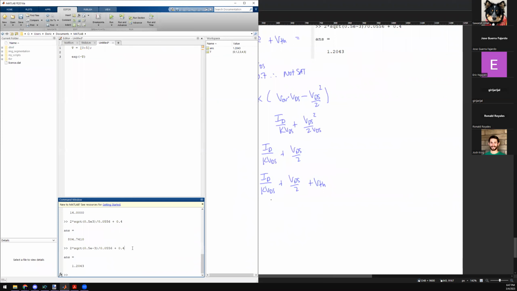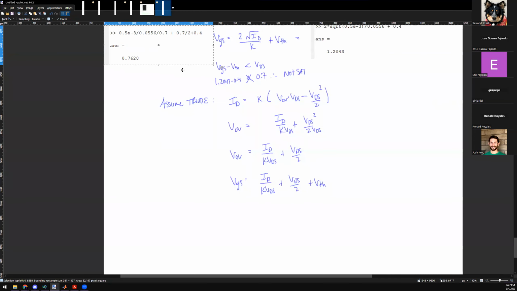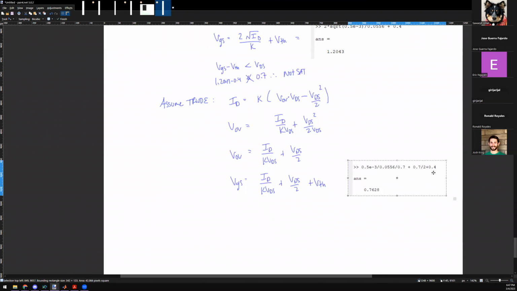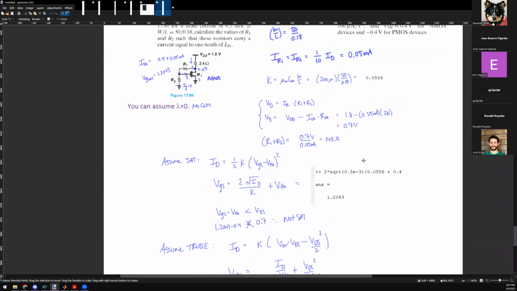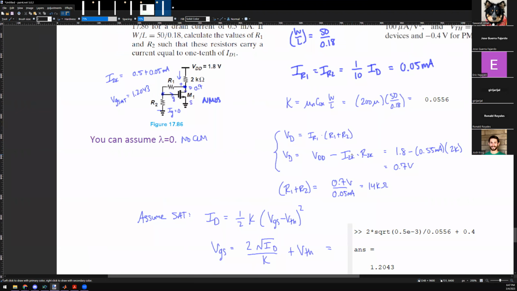So ID is 0.5 e negative 3 divided by 0.0556 times VDS, which is 0.7, plus VDS divided by 2, which is 0.7 divided by 2, plus 0.4. Okay. Uh-oh. Wait a second, this also doesn't make sense. Did you compute... I know where I went wrong. No, I don't. Yeah, what were you going to say?